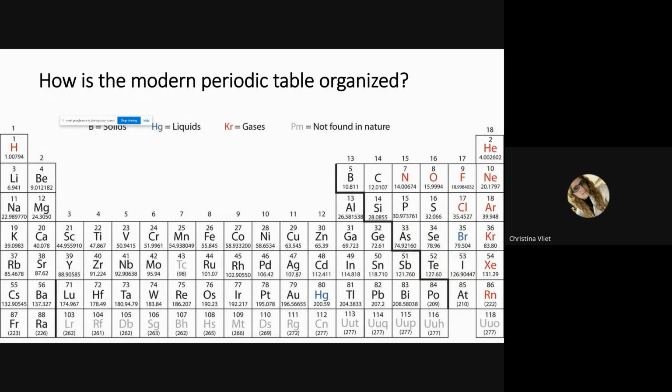So the first question is, how is the modern periodic table organized? You don't have to write the full chart, but you should write the questions. How is the modern periodic table organized? It's organized in a specific way for a very specific reason, and it used to be organized differently. Back in the day when Mendeleev proposed the periodic table, he proposed a periodic table that was by increasing atomic mass.